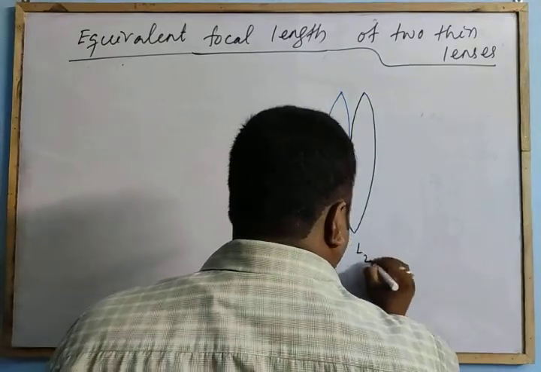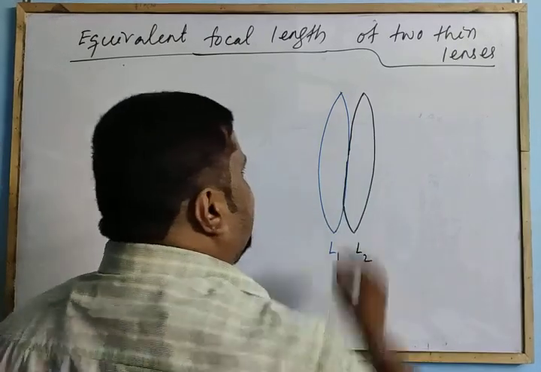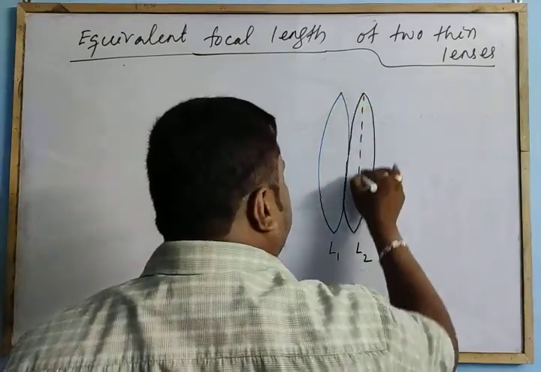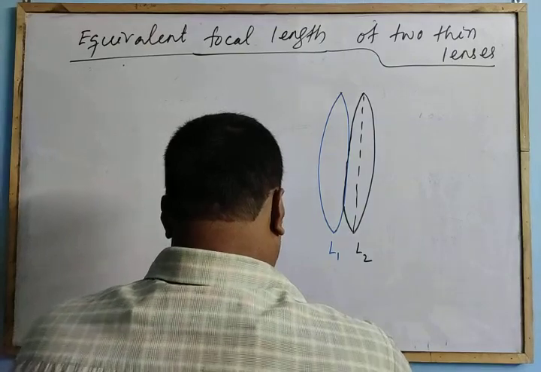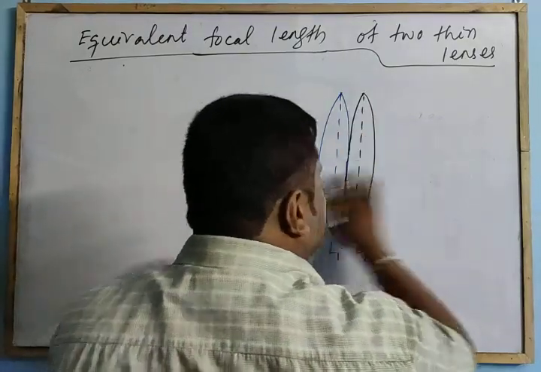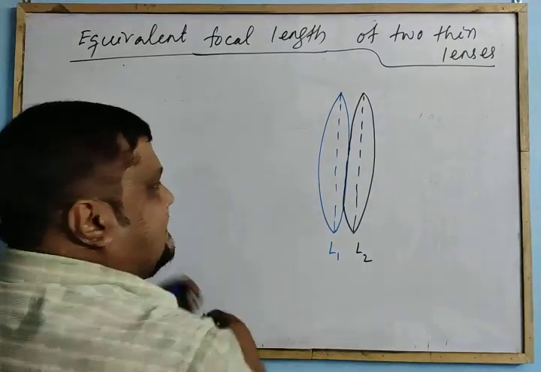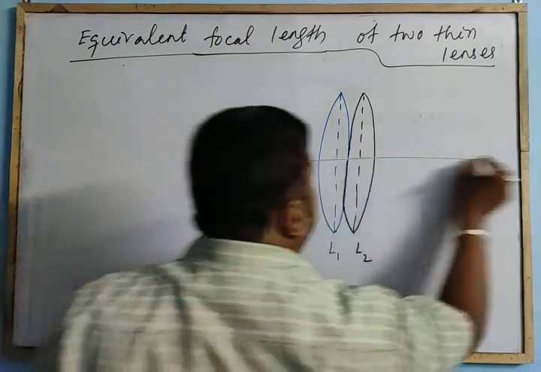L2 is another lens, and they are in contact. Obviously this is the picture and this is the aperture of this one. Let them be placed coaxially, that is, on a common principal axis.